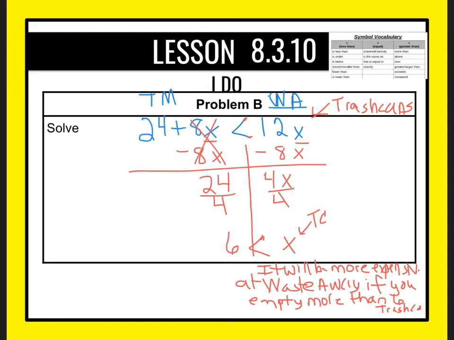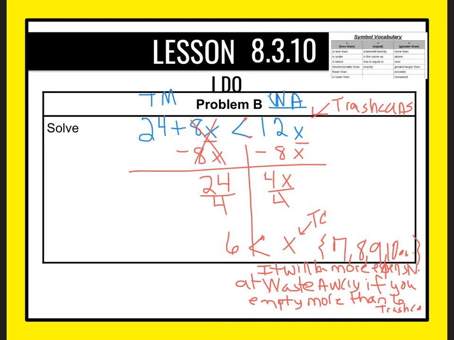Okay, so what are some values that would make this inequality true? Well, what's more than 6? 7 is more than 6, 8 trash cans, 9 trash cans, 10 trash cans, etc. And this would go on. So there's several solutions that make this inequality true. So let's check it. Let's see if this would actually work, okay?